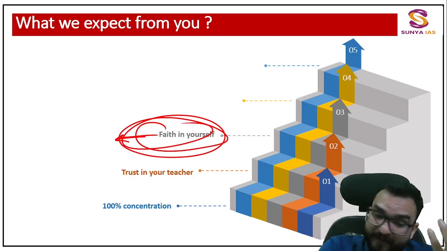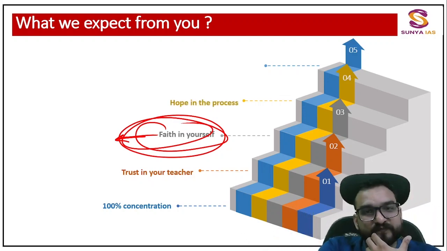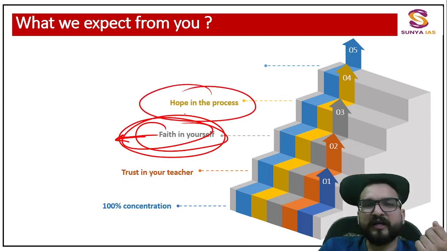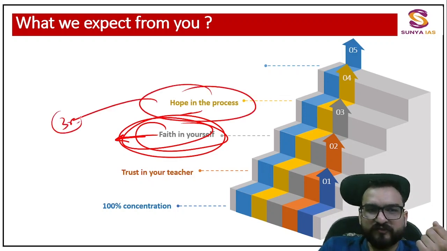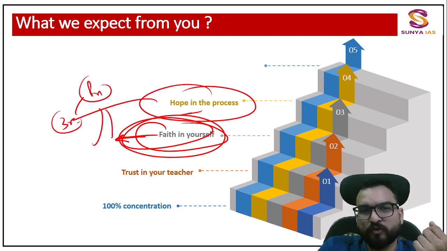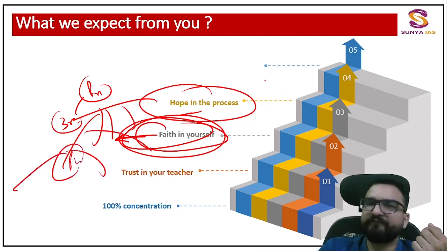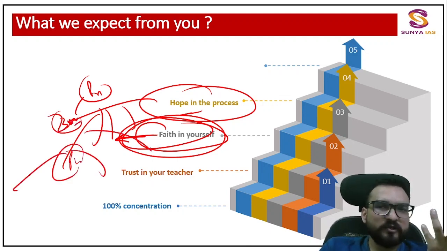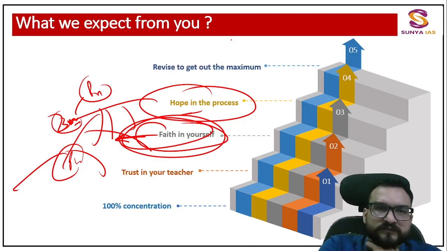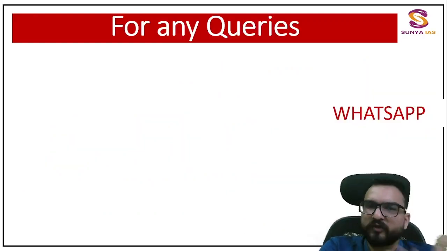But it happens in this preparation, guys. Hope in the process you should have. First 3 attempts, if you are not able to clear prelims, then go ahead with a plan B also, other papers, other examinations. First 2 attempts if you are not able to clear the prelims itself, revise to get the maximum out of revision. I'll be doing it also, and you have to do it also.